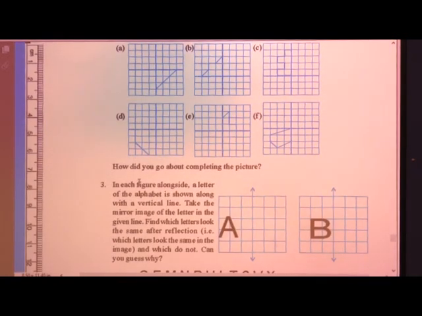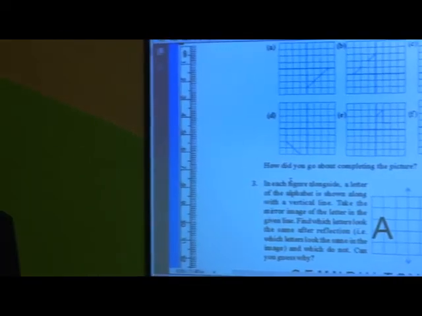So, we have seen about symmetrical patterns and then we have seen reflection, mirror image and many things.